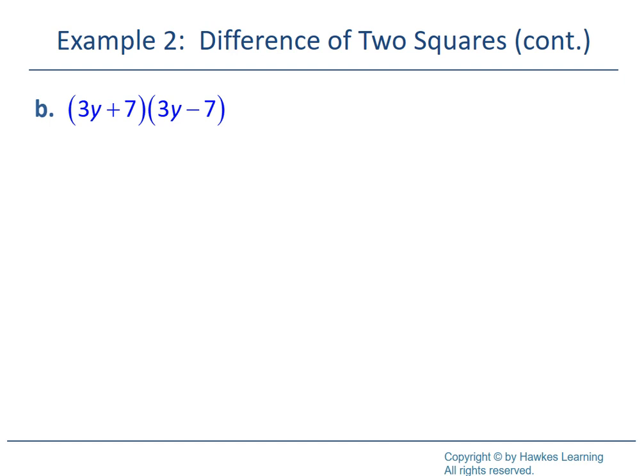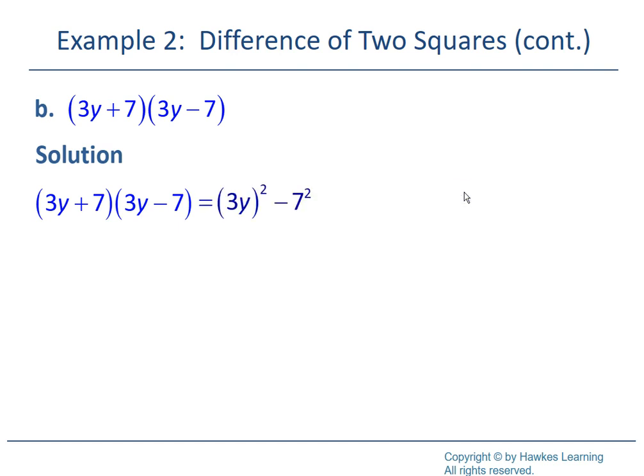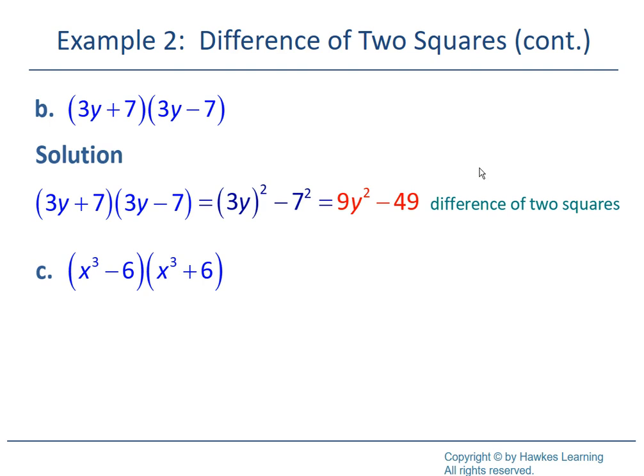Alright, try this one. So 9y squared minus 49. Now this one's a tad different, but similar. Because they're conjugates, there's no middle term. So x to the third times x to the third is x to the sixth minus 36.